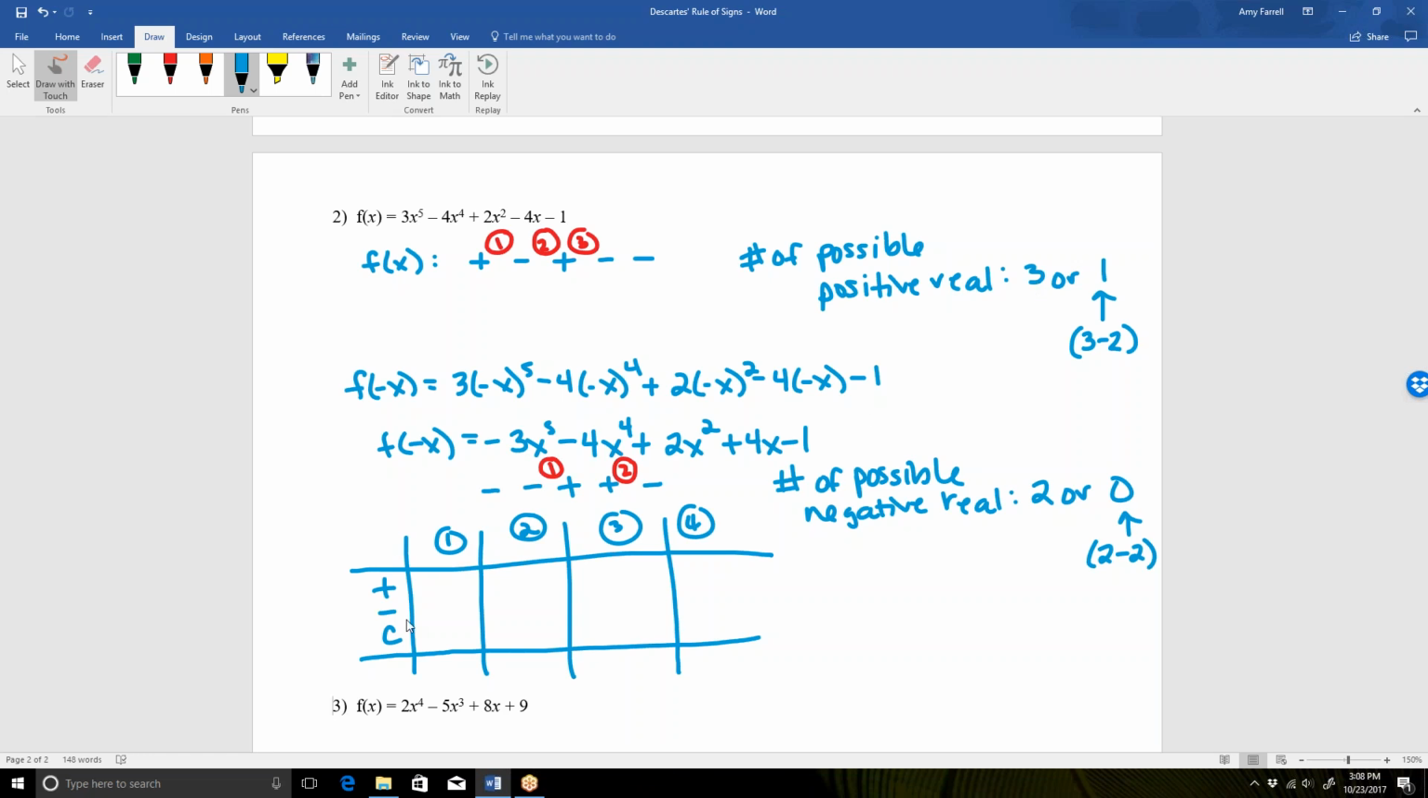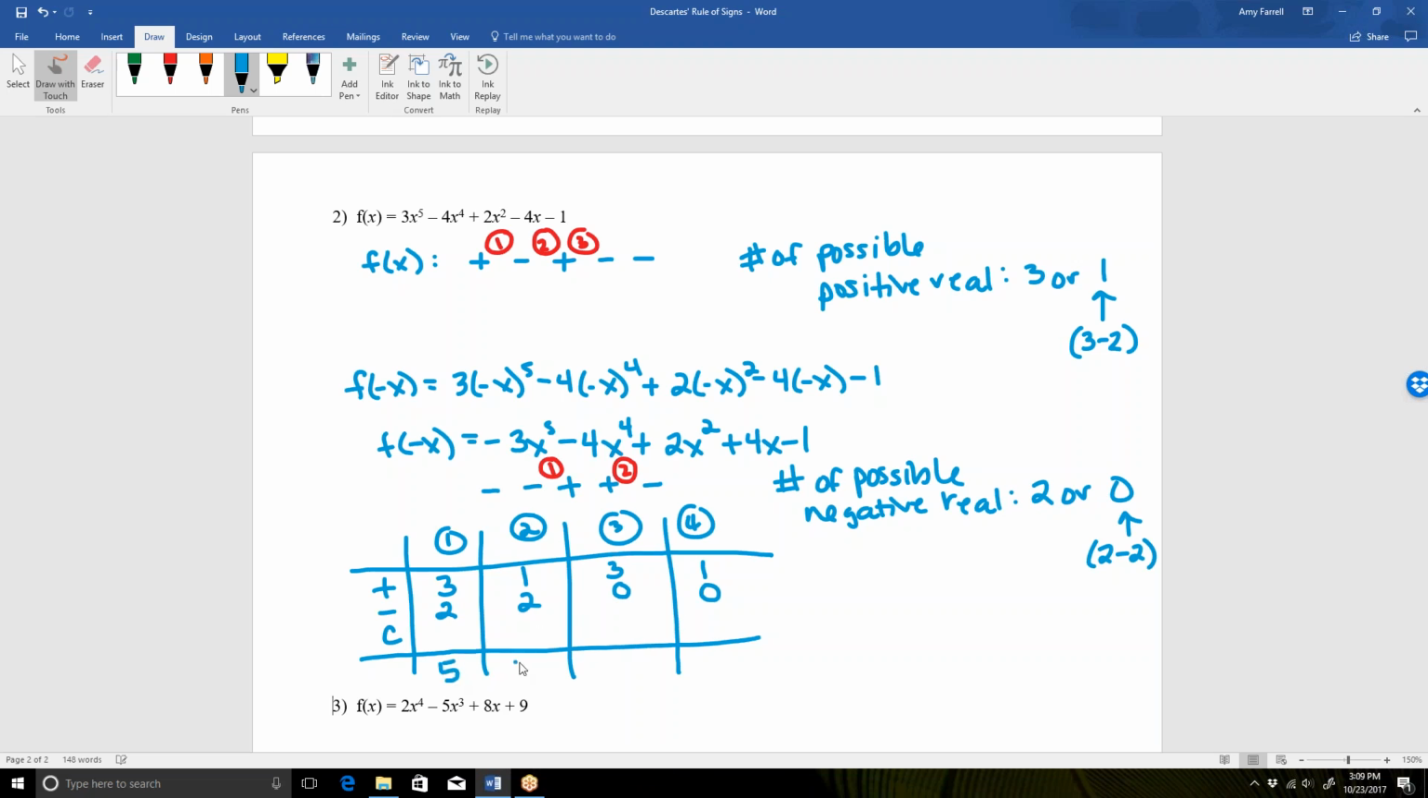So we have the possibility of 3 positive or 1 positive. But each of those possibilities needs to be paired with each of the possibilities of the negative. So you might have 3 positive with 2 negative, or 1 positive with 2 negative, or 3 positive with 0 negative, or 1 positive with 0 negative. So I've got to pair the 3 with the 2, and the 1 with the 2, but I've got to pair the 3 with the 0 and the 1 with the 0. So that's how we're getting 4 possible scenarios.